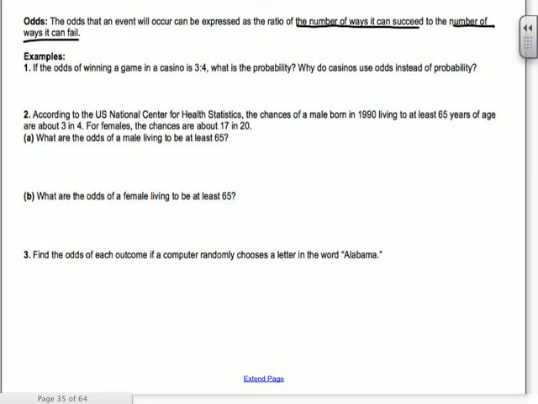Okay, so number 1, it says if the odds of winning a game in a casino is 3 to 4. Oh, we just kind of did this. So if the odds is 3 to 4, so that's 3 ways to win, 4 ways to lose. So when you see that, you're like, oh, 3 to 4, that's a pretty good chance. I have 75% chance of winning. No, you don't. You have a 3 out of 7 chance of winning, right? There's 7 total ways. So the probability is 3 out of 7. So that's not good. That's less than 50%. So why do they use odds instead of probability? It looks like you have better chances, right?